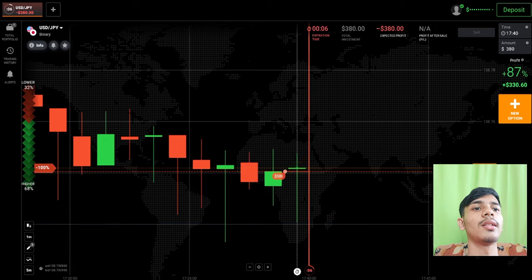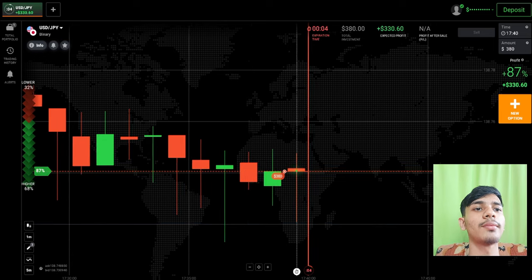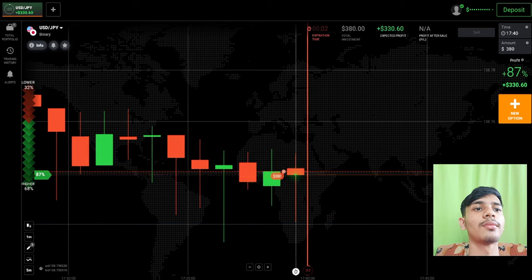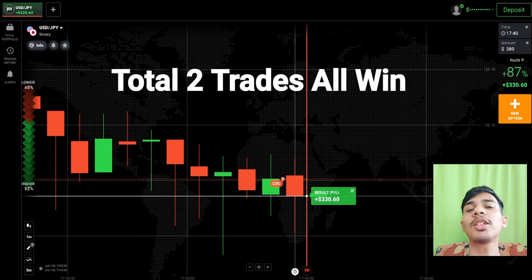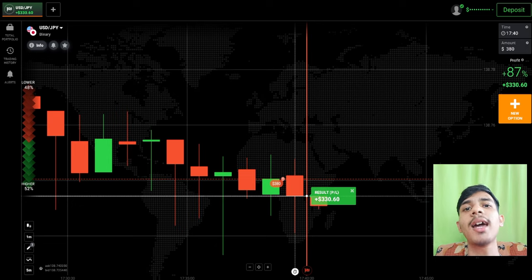Sellers only have to enter. So at last you can see here a winning trade. Like I told you, sellers will only enter here. I know very well that sellers will enter.